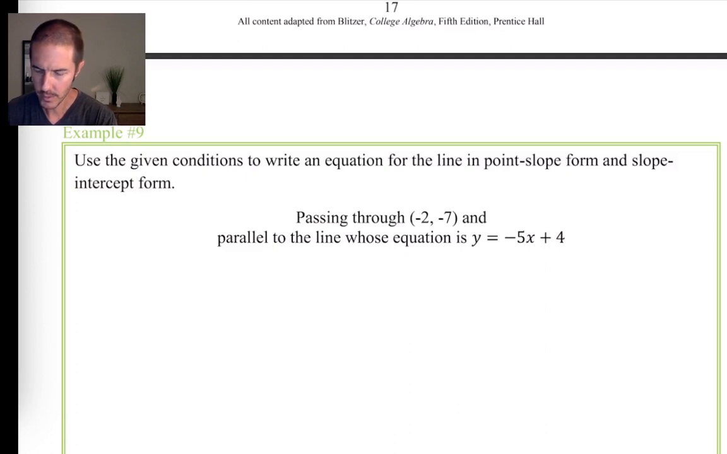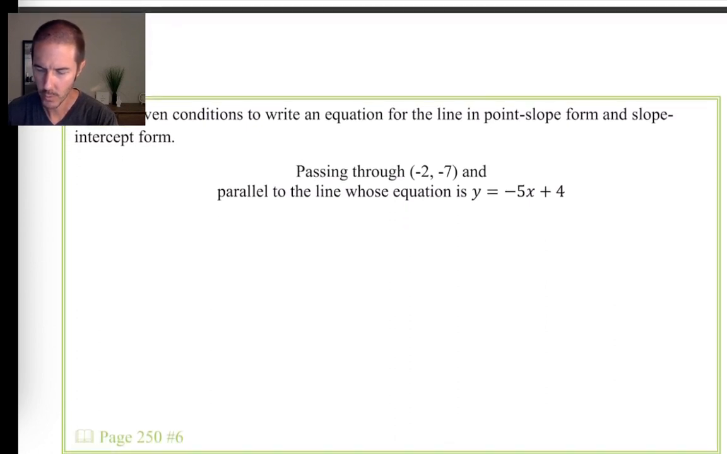Now the instructions here are telling us to write our equation in point slope and slope intercept form, so let's just refresh our memory. Point slope form is y minus y1 equals m times x minus x1, where x1 and y1 are the coordinates of the point that's being given to you. In this case, that's (-2, -7). And m represents the slope.